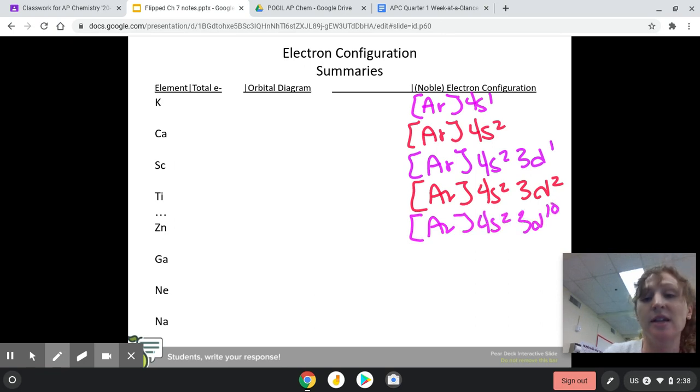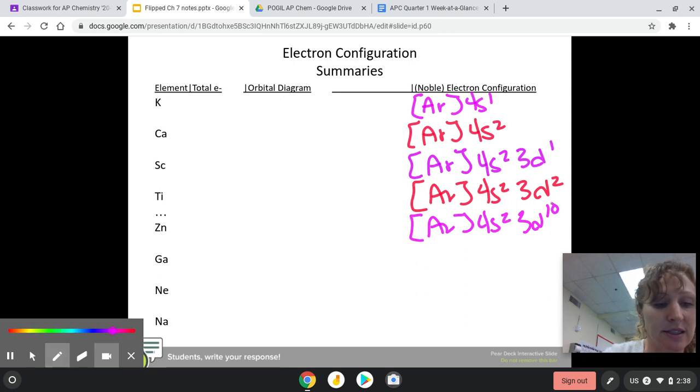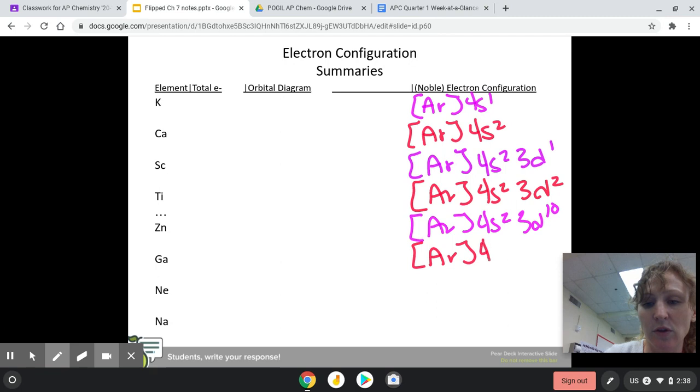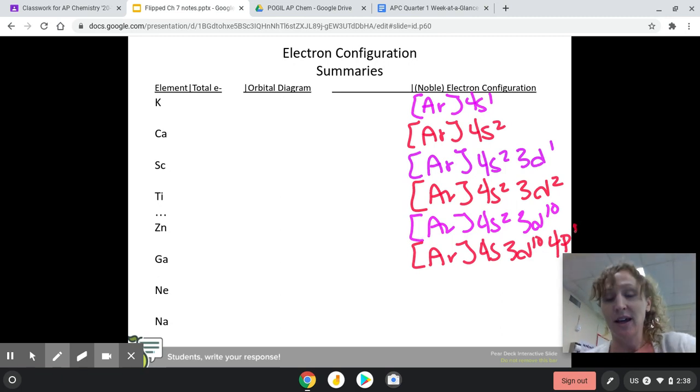That d shell is filled. And then gallium would be argon 4s2, 3d10, and then 4p1. Notice I am following the order of filling that we talked about in the last asynchronous video. And that's really, really important to do once you get into this 4th shell and beyond, because it doesn't just follow the numerical order.